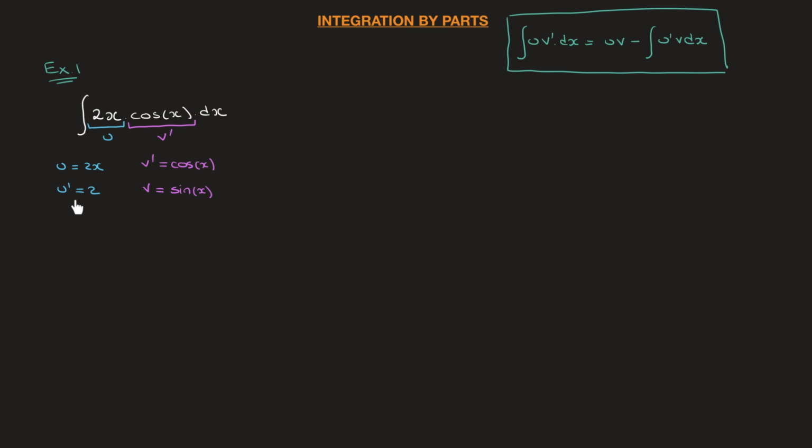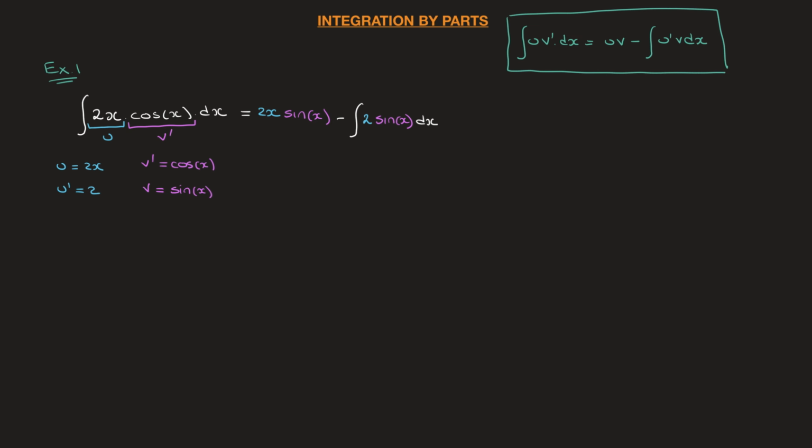Now that we've found u dash as well as v, we can go ahead and apply this formula and state that this is equal to u times v, so that will be 2x times sine of x, minus the integral of u dash times v. So let me quickly write that, that's minus the integral of u dash, which is just 2, times v, which is sine of x. There we go.